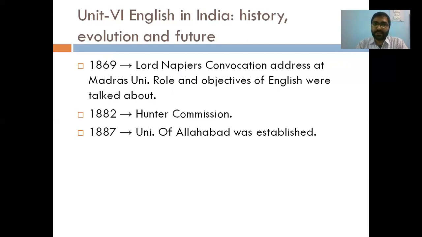In 1882, the Hunter Commission came and gave its report about the language. In 1887, the University of Allahabad was established, which played a very important role in Uttar Pradesh.